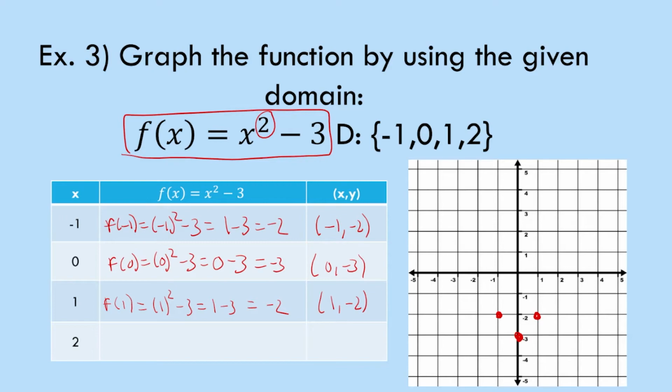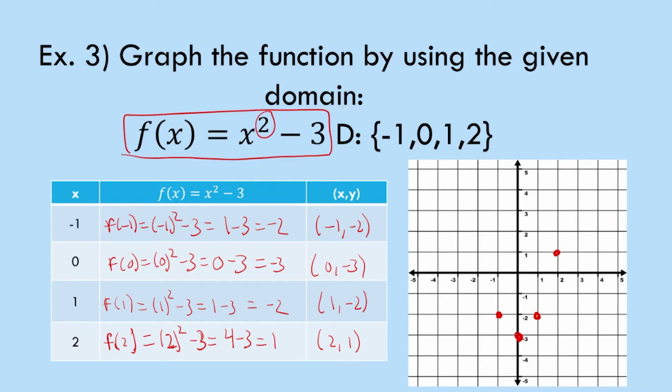Now, I actually have enough points to know that this is going to be a U facing up. If you notice, you see how you have those 3 dots, you know it's going to face that way, but we'll do the last one. F of 2 is going to equal 2 squared minus 3. 2 squared is 4. 4 minus 3 is 1. So I know my last coordinate is 2, comma, 1, and that's over here.